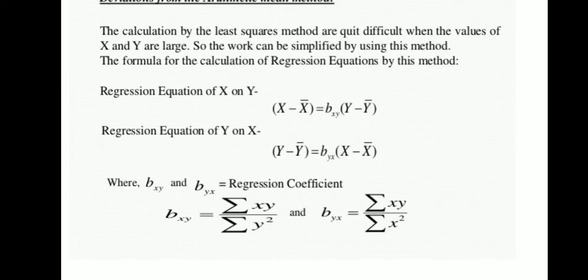Here x means x minus x bar, y means y minus y bar, not the direct value of the product of x and y. So sum of xy means sum of xi minus x bar into yi minus y bar, that is the meaning, divided by sum of y squared, meaning sum of y minus y bar the whole square. Similarly, byx.